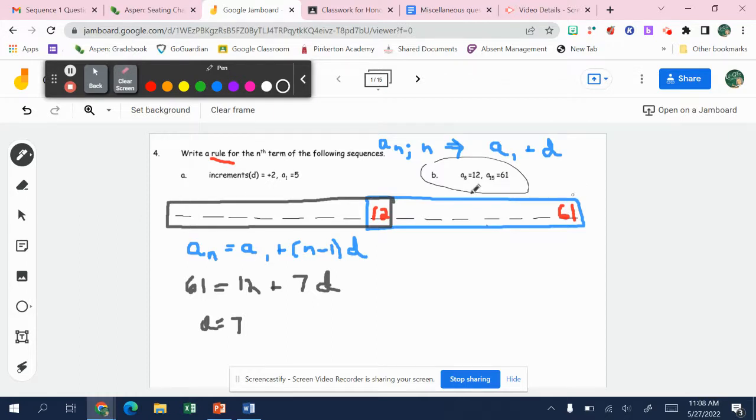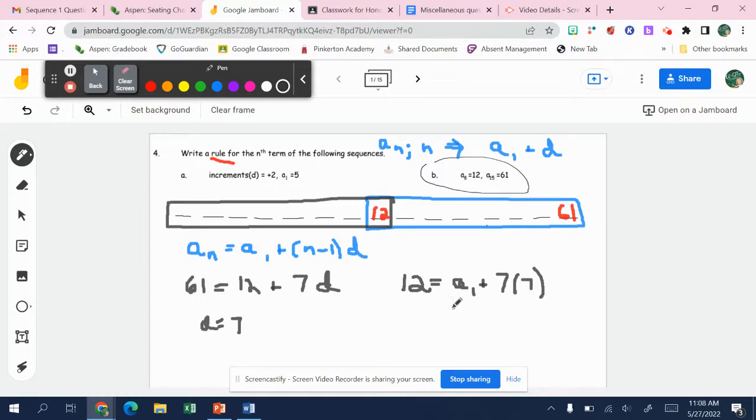Now, you could look at the whole sequence. It doesn't really matter. If you use 61 as your AN, then you'd have to have N is 15. But if I'm going to use 12 as my AN, then I'm going to use 8 as my N. So it doesn't really matter. I'm going to choose to use the shorter one. So I'm going to say my AN is 12. My A1 is what I'm solving for. In this case, my N would be 8, so my N minus 1 would be 7, and I already know that my D is 7.